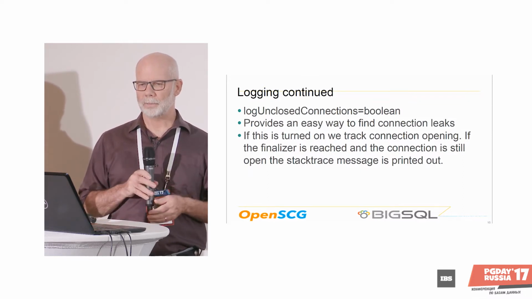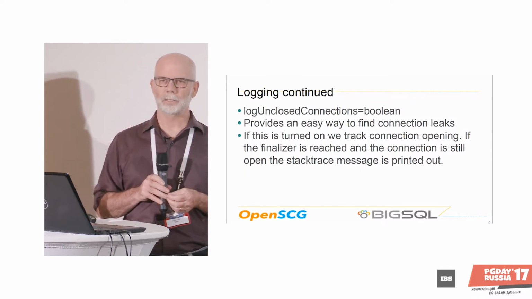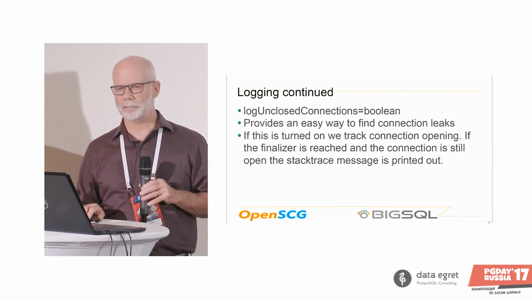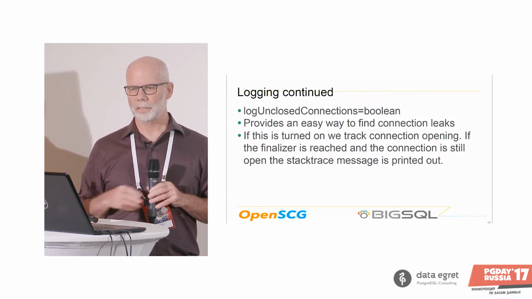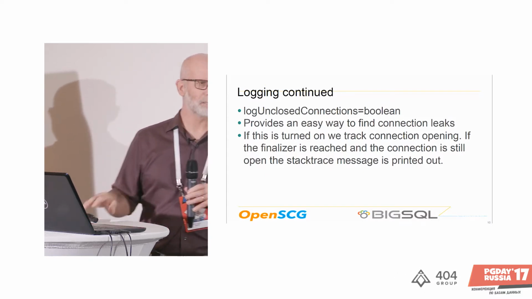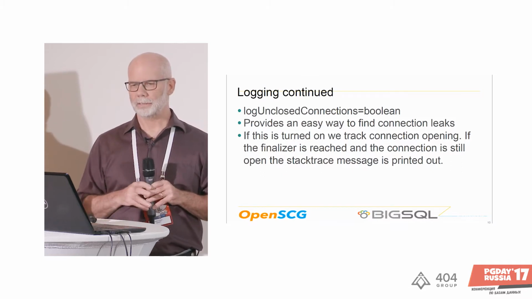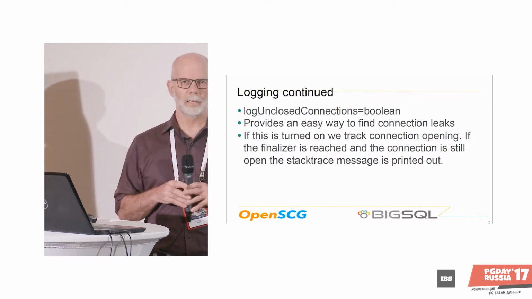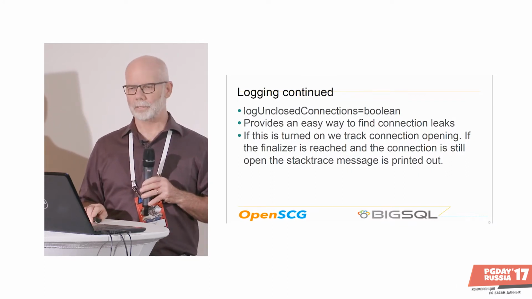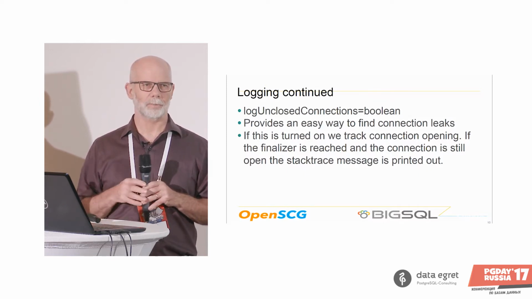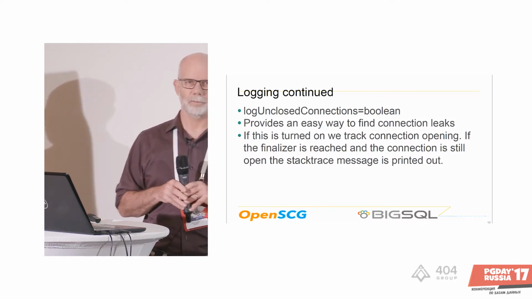So this last one is logging unclosed connections. You have the ability now to provide a parameter to the connection to, say, log unclosed connections. And this gives you the ability to find places where you're not closing connections and connection leaks. What actually happens is we track connection opening, and if the finalizer is ever called, we will print out a stack trace message showing that the connection was not closed and you've got a connection leak.